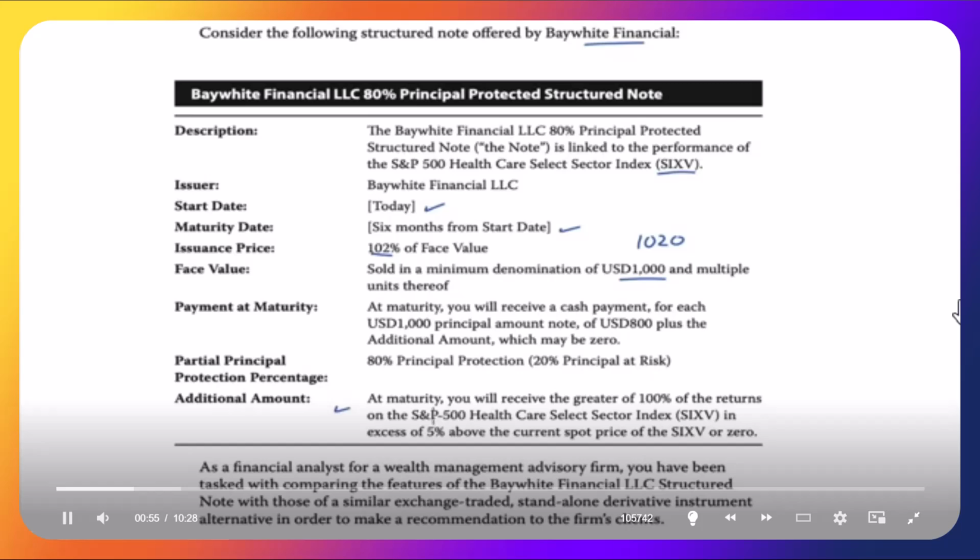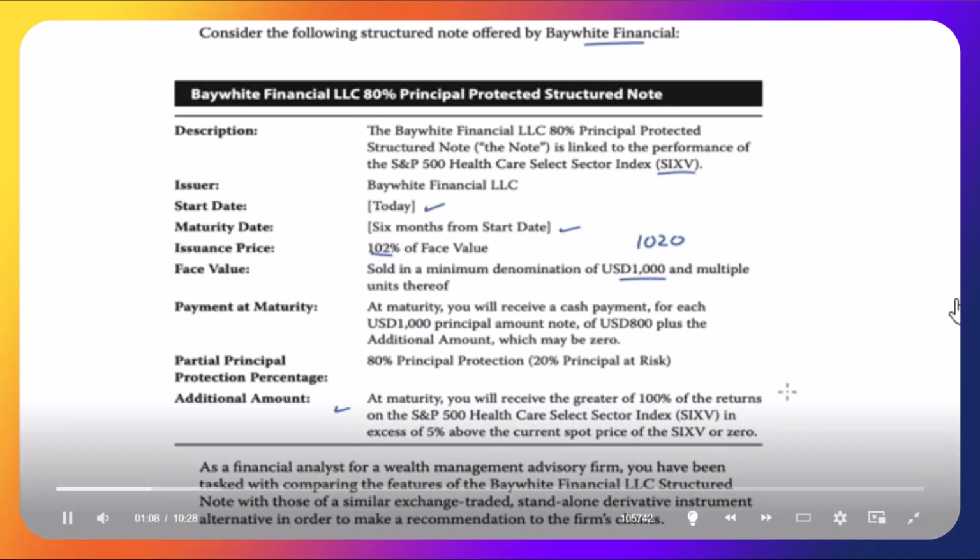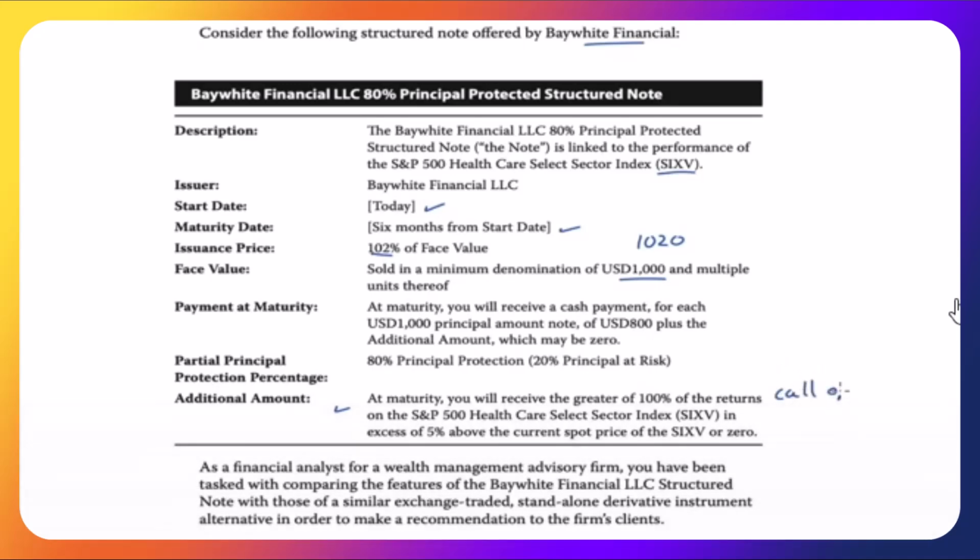Here's the additional amount down here. You will receive the greater of 100% of the returns on the S&P 500 Healthcare Sector Index in excess of 5% above the current spot price of the SIXV or zero. So that's a call. That's a call option basically. And the strike price is whatever the price of the index is multiplied by 1.05. It's 5% above that spot price.